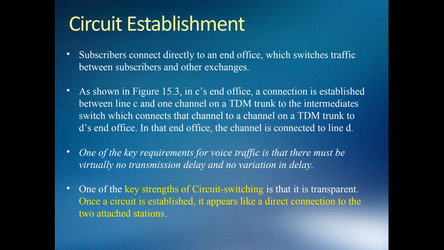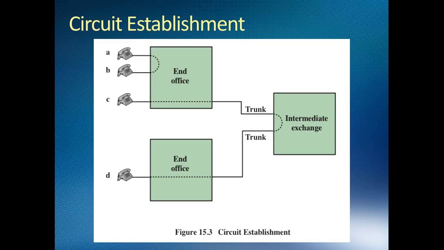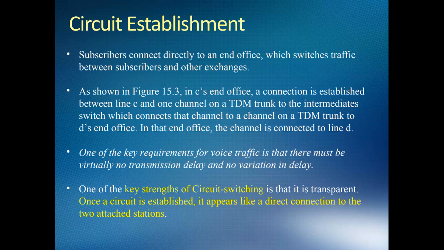Circuit establishment: subscribers connect directly to an end office, which switches traffic between subscribers and other exchanges. In this example, a connection is established here. A is connecting to B, and C is connected to D. A connection is established between line C and one channel on a TDM trunk to the intermediate switch, which connects that channel to a channel on a TDM trunk to D's office.